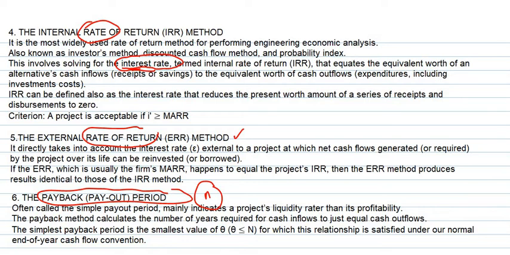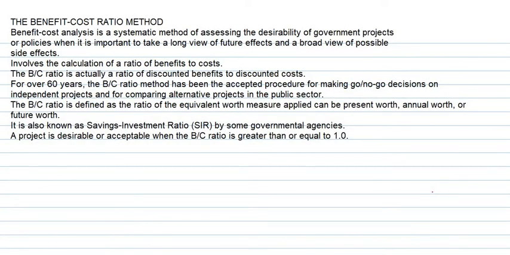Now, in the selection of alternatives, we have here an extended topic, what we call the benefit cost ratio method. The benefit cost analysis is a systematic method of assessing the desirability of government projects or policies when it is important to take a long view of future effects and a broad view of possible side effects. It involves the calculation of a ratio of benefits to cost. From the word itself, benefit cost ratio, it involves benefit and cost. We designate it as B over C. The B over C ratio is actually a ratio of discounted benefits to discounted cost.